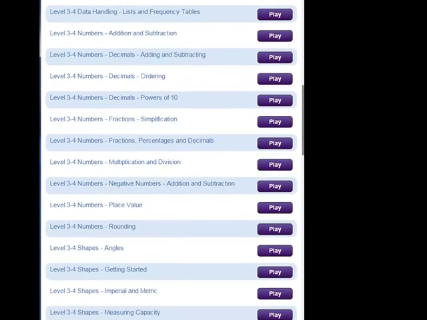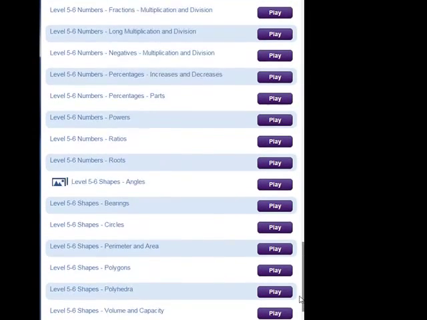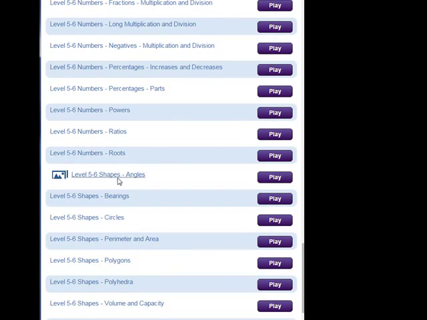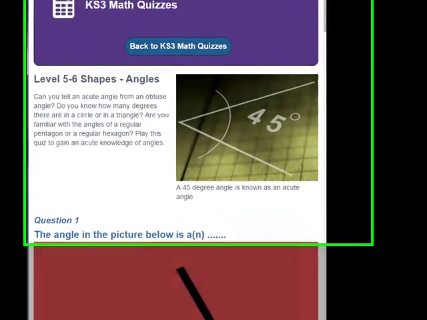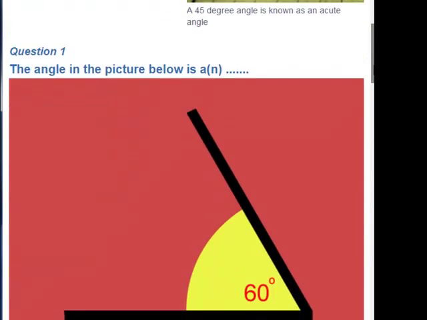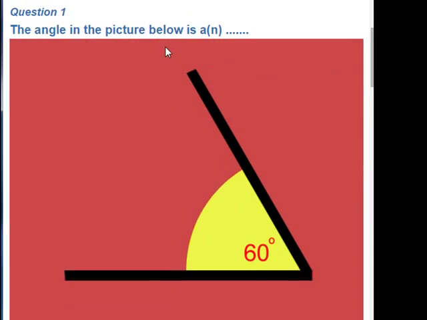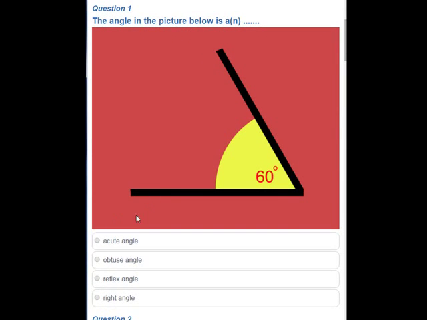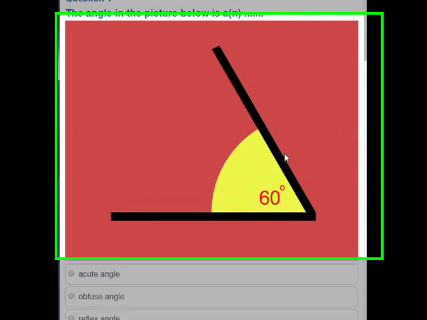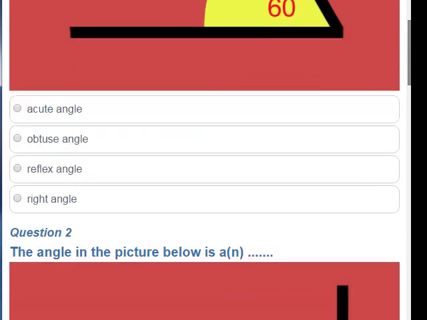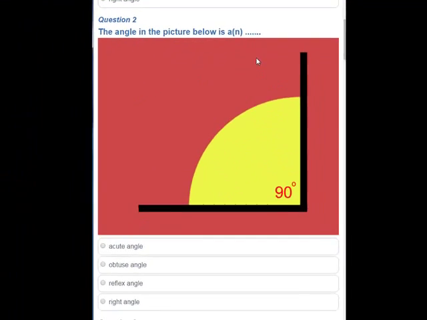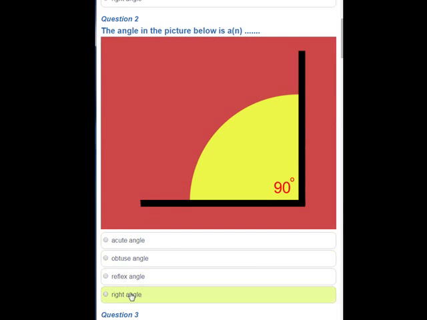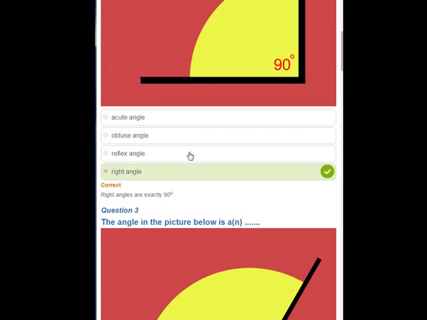There's a question on angles. So right here we have a question on angles, and this is going to help your kid revise angles. The angle in the picture below is, so there you have it. It gives you a visual, a picture of an angle. It tells you here are your options. Is this an acute angle, an obtuse angle, a reflex angle, or a right angle? So you'll be able to choose what angle we're talking about, and it gives you instant feedback.